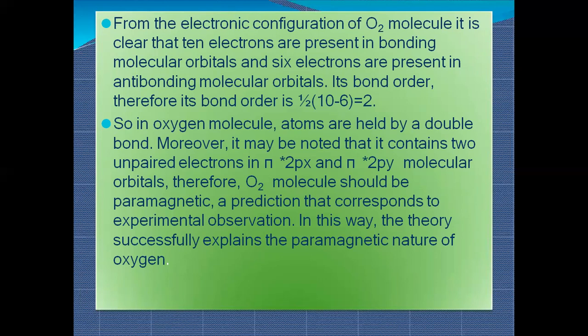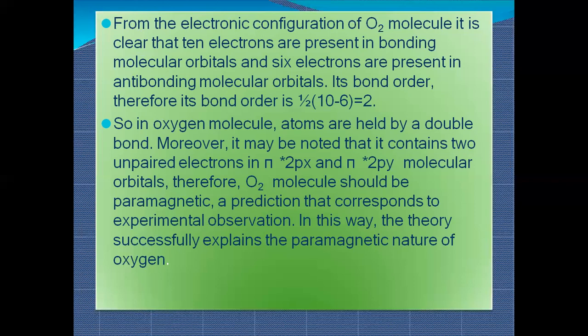So in the oxygen molecule, atoms are held by a double bond. If you get bond order 1, single bonding will be there. If you get bond order 2, double bonding will be there. If you get bond order 3, then triple bonding will be there. We know very well that oxygen combines with a double bond, and this is confirmed after calculating its bond order also.